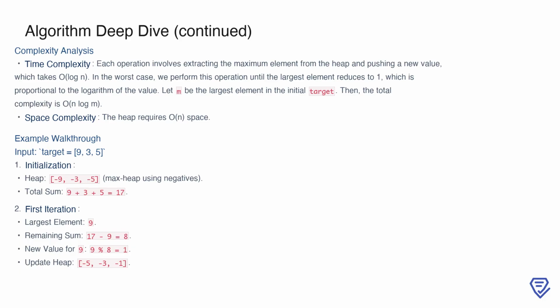Let's consider an example with target equals 9, 3, 5. Initially, the heap contains -9, -3, -5, and the total sum is 17. In the first iteration, we extract 9, calculate the remaining sum as 8, and update 9 to 1 using the modulo operation. The heap is then updated to -5, -3, -1.